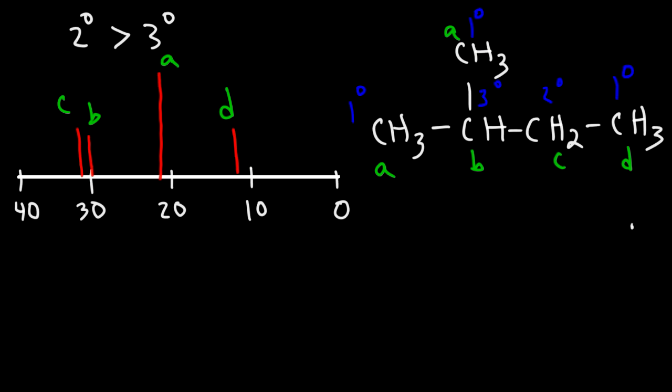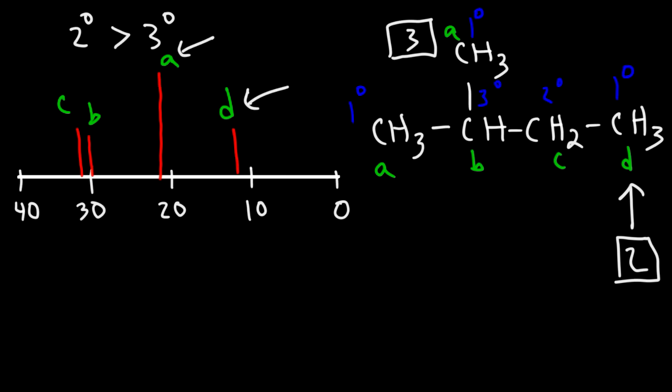So let's look at carbon D. Now focus on the adjacent carbon. Carbon D is attached to a secondary carbon, so we're going to give it a score of 2. Now carbon A is attached to a tertiary carbon. So we're going to give it a score of 3. And so using this system, we can see why signal A has a higher chemical shift than signal D.